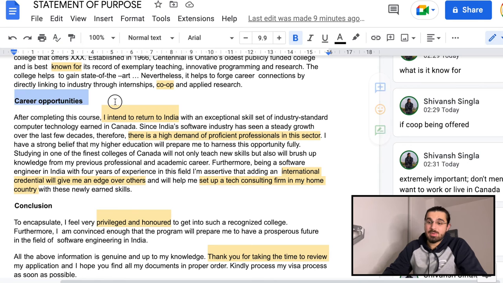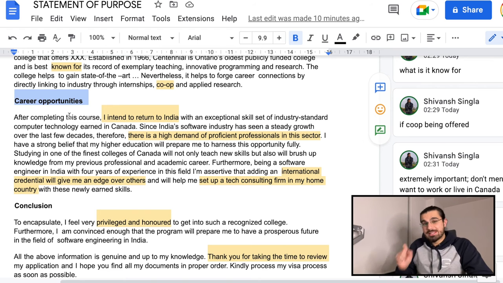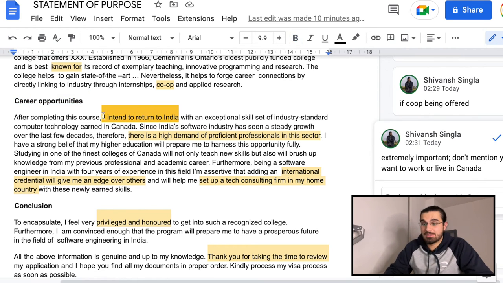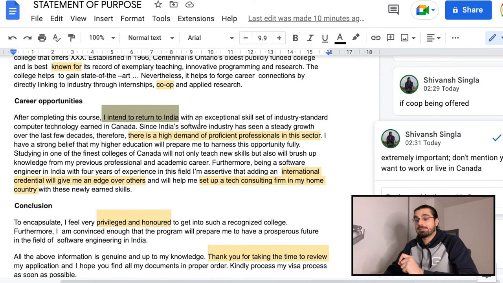All right, so the second last paragraph will be about your career opportunities or your future prospects after finishing that course. Now, this paragraph is also extremely important for the final decision of your study permit application, because in this paragraph, you need to clearly mention that you intend to return to India or return to your home country after you finish that course. Please don't mention that you want to live in Canada or work in Canada or stay in Canada after you graduate.